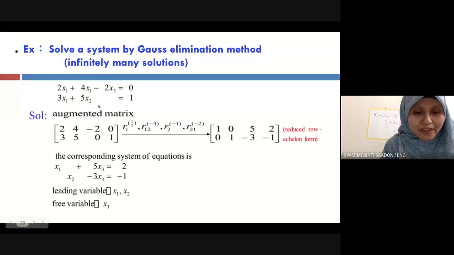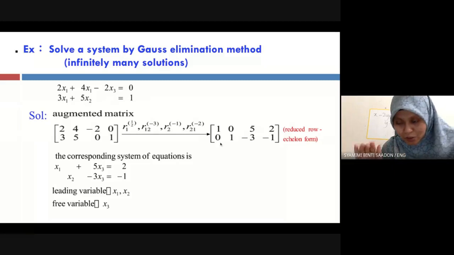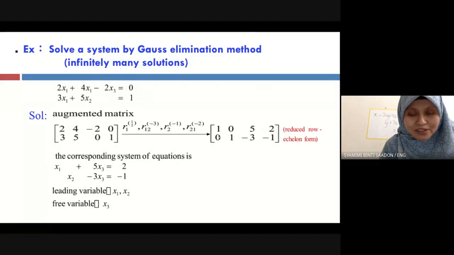Okay, so you rewrite the linear equations in terms of a matrix: 2, 4, -2, 3, 5, 1. Don't forget the 0, even though we don't have the value of x3 here, when we rewrite it in terms of a matrix, we have to put 0 here. Then we do the same, eliminate the row below to get a 0, and we have this type of matrix. If we rewrite it as linear equations, it will be x1 plus 5x3 equals 2, and x2 minus x3 equals -1.